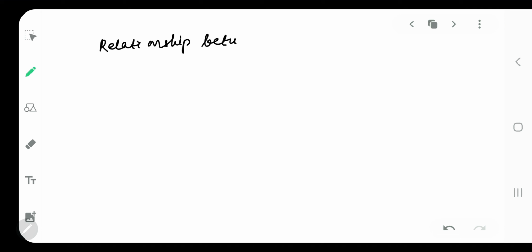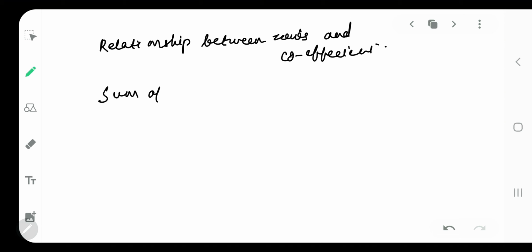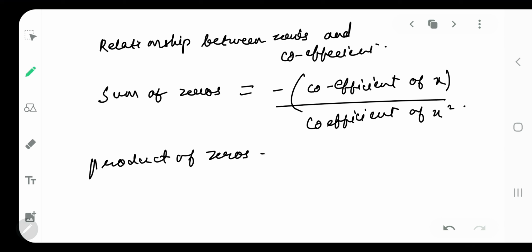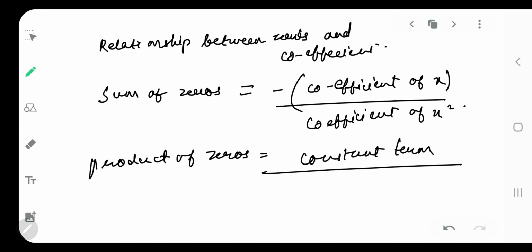Relationship between zeros and coefficients. Now, my dear kids, the sum of zeros will be equal to minus coefficient of x upon coefficient of x square, and the product of zeros will be equal to the constant term of your polynomial upon coefficient of x square.